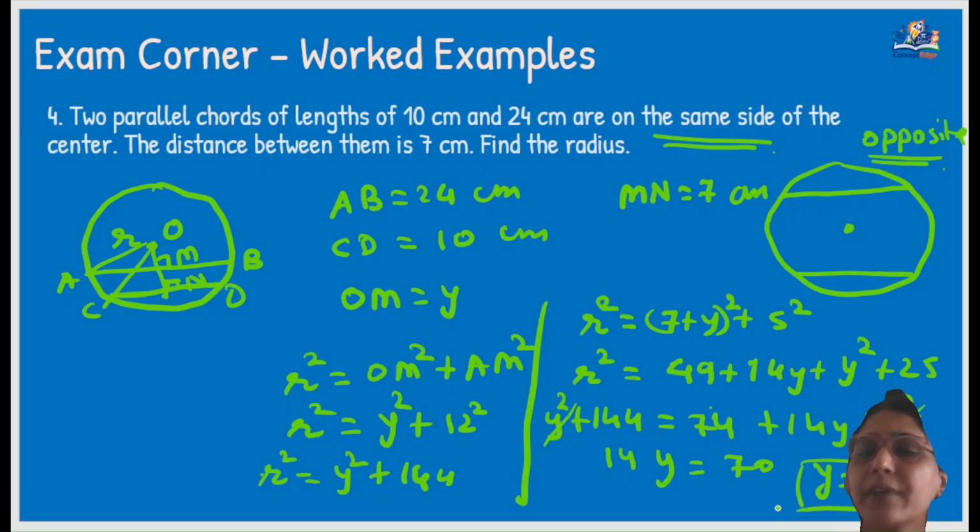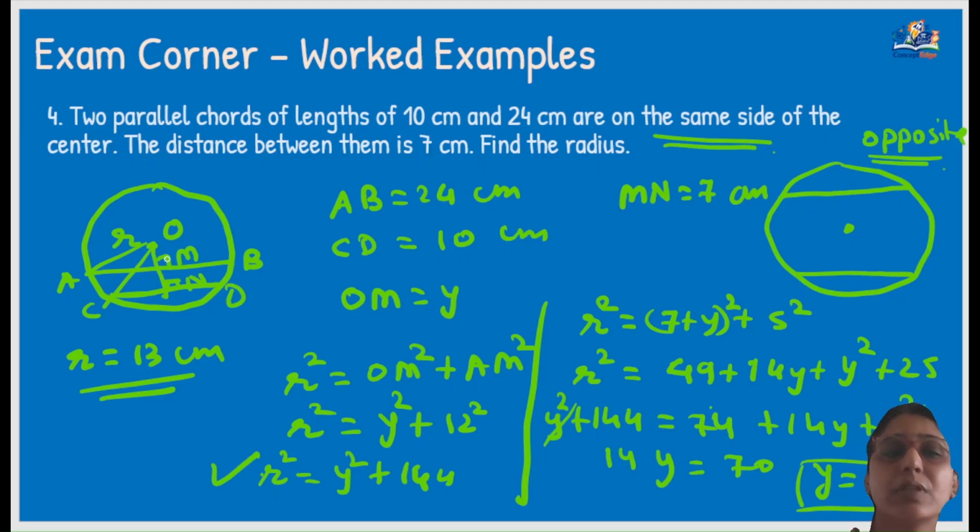Once I have the value of y, I can find r, which is nothing but 13 centimeters, by putting it over here. So this is nothing but my radius, which they are asking us. So read the question carefully because they have given same side. If it is the opposite side, then the distances will be added up. Here the distance is subtracted. Remember this.